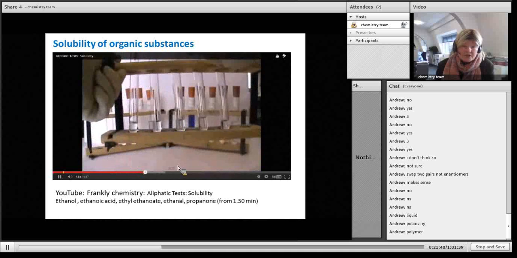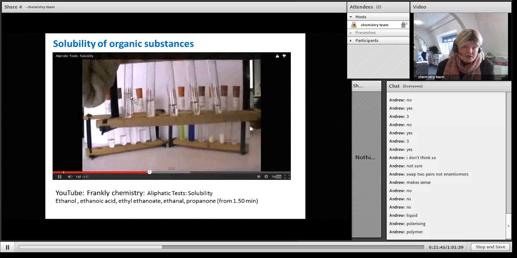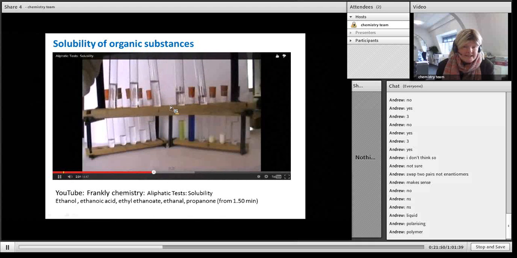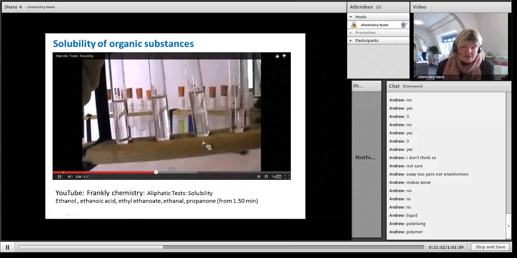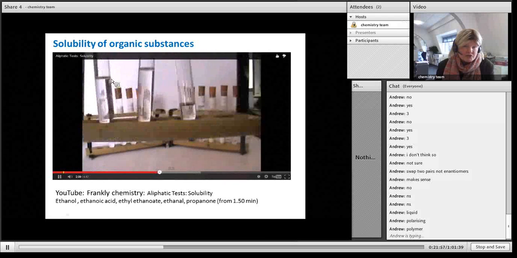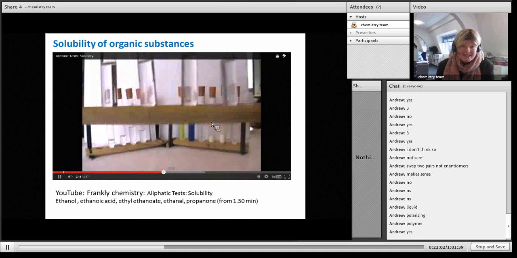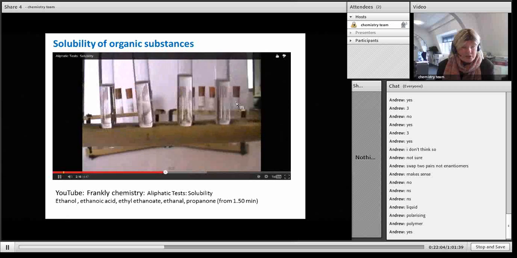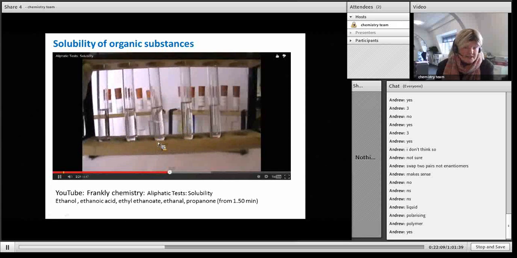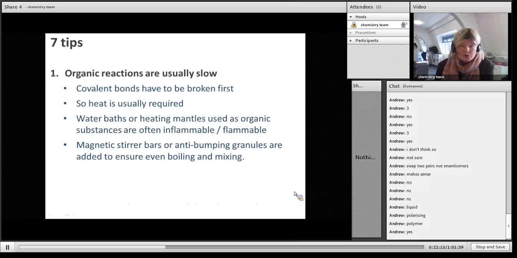So what they've got here in the first one is ethanol. They're adding water to ethanol, and you can see it's totally soluble. There's ethanoic acid, totally soluble. This is the ester. And can you see the ester has formed the two layers, where the ester has floated on top, and that's totally soluble, and that's totally soluble. So it's the ethanol and the ketone, the propanone. So they're all soluble except for the ethyl acetate. Right, so just, as I say, you can always Google that YouTube clip if you want to see the whole thing.